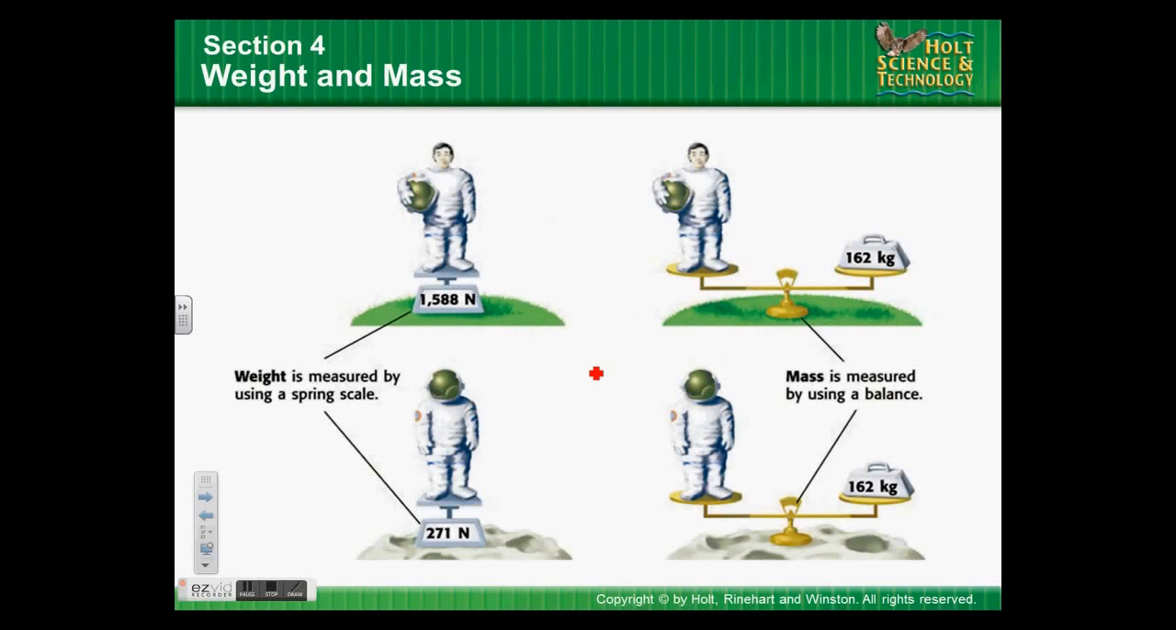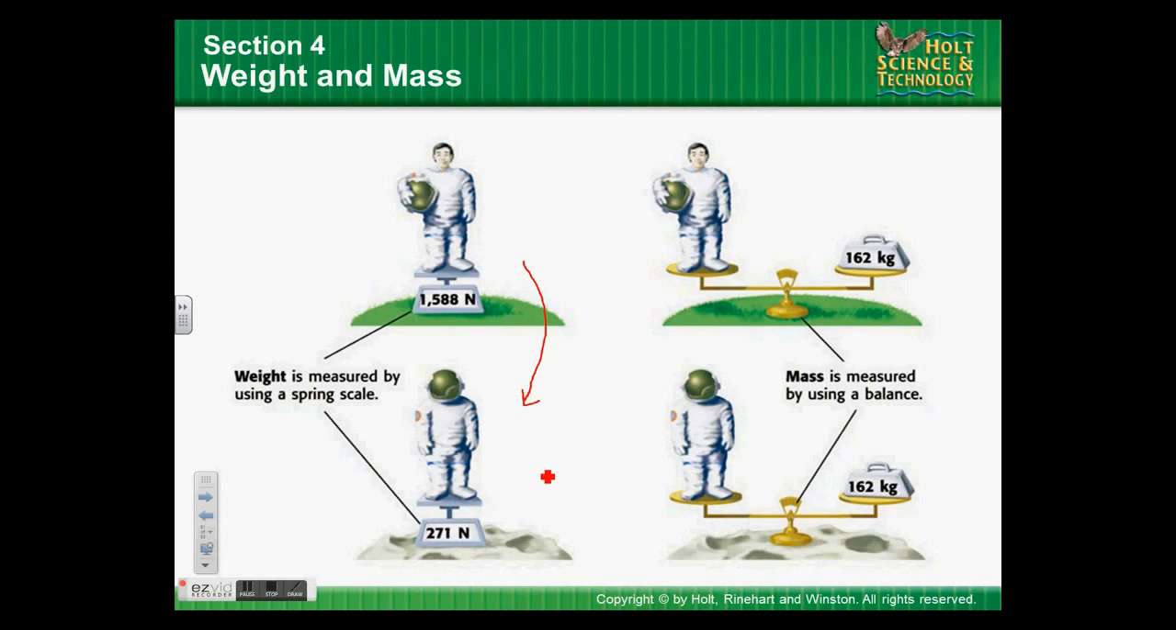So on Earth, it really doesn't matter, only when you start traveling to places. So if you go up to the top of Mount Everest, yeah, you weigh less, but your mass will be the same. Or if you go to the moon, which is our next example to show you the difference with these. So this picture shows the astronaut. So on Earth, the astronaut weighs 1,588 newtons. His mass on Earth is 162 kilograms.